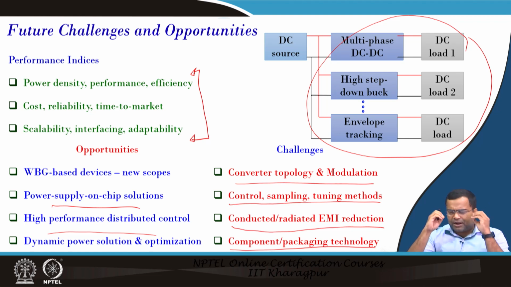Some of this we touch upon in this course to show what the challenges are, with some idea about, let us say, frequency modulation for EMI reduction, tuning, control and sampling, but this is just the beginning. More development will happen in the near future, and industry will slowly shift toward digital control for adaptability, and all these performance indices become crucial.